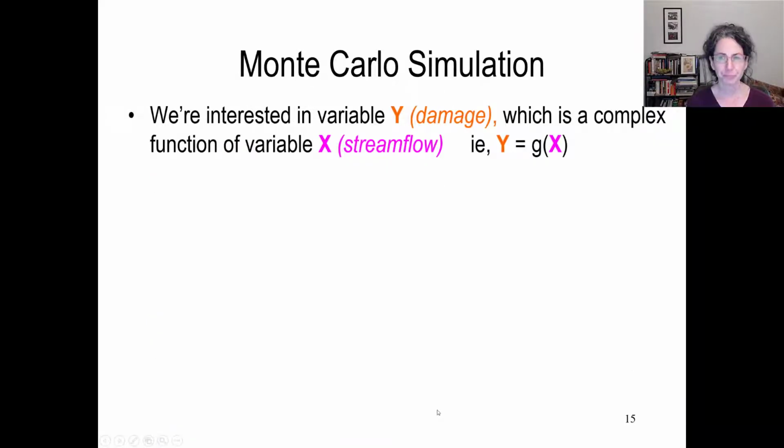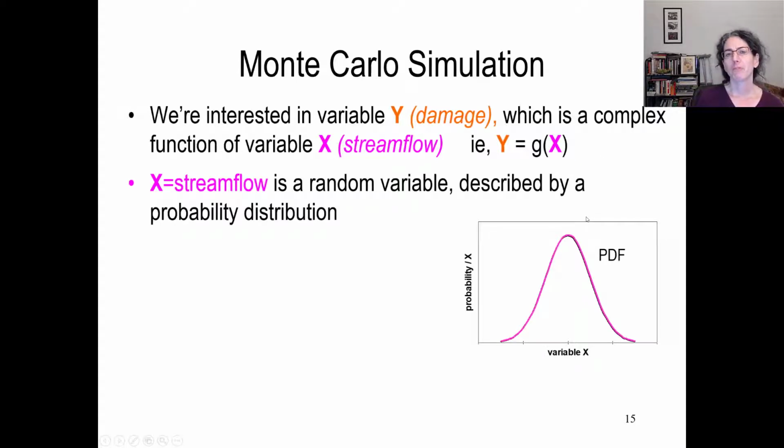So let's run through this. We're interested in some variable y, which is a complex function of another variable x. At the risk of introducing some confusion in how the FDA software works, I'm going to call random variable y damage. I'm going to call variable x stream flow. This isn't how the FDA software does this, and when we get to talking about how that works, I'll remind you that it's different than what we're talking about now. But for the moment, variable y, our output, is going to be damage, and variable x, our input, is going to be stream flow, and variable y is some complex function of variable x.